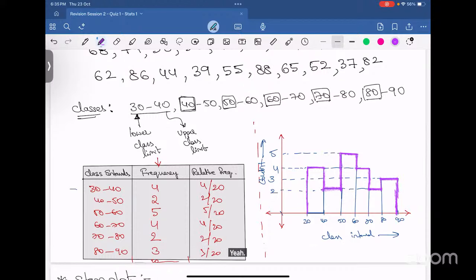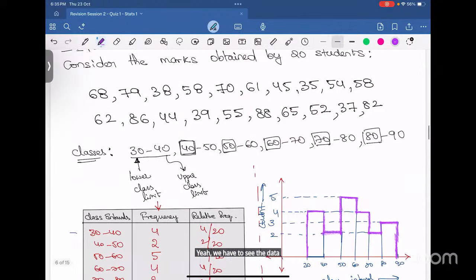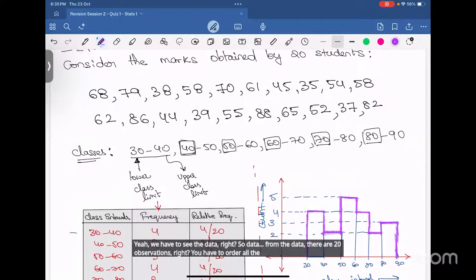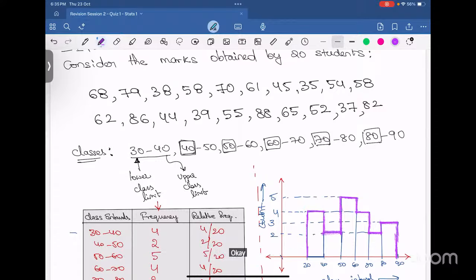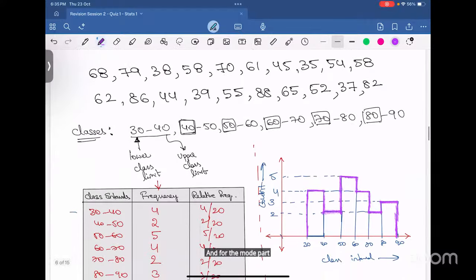Yeah, we have to see the data, right? From the data, there are 20 observations, right? You have to order all the 20 observations in order, and then you compute the middle point. That will be the median, right? And for the mode part, can we take it as 50 to 60 as the mode here?